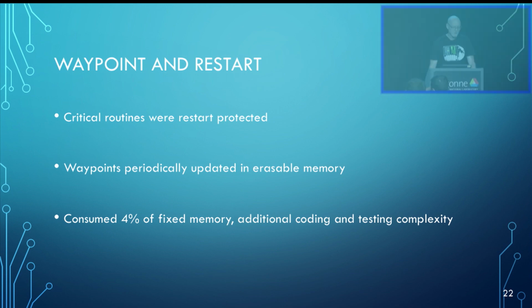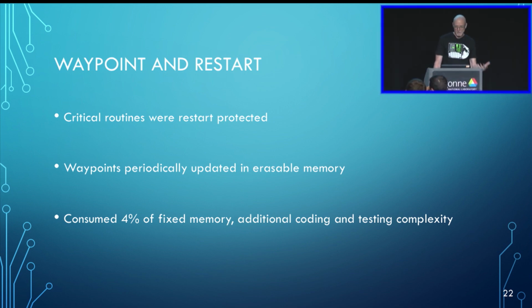It also had something they called waypoint and restart. We call it checkpoint and restart today. Certain pieces of software were restart protected. So the idea is you'd save some amount of progress carried through a routine, and if something really bad happened, it would have saved its state and it could pick up. Remember, it can reboot in 7 seconds. It could pick up where it left off, but it would only do that for critical routines. And by the way, that particular feature of the machine consumed about 4% of the fixed memory. So it was kind of a costly feature.